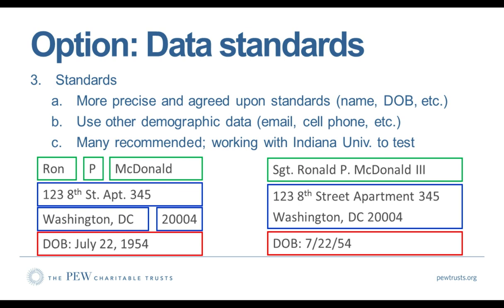So an example here is for Ron P. McDonald. Do you put the name in different fields or in the same field? What about the address? Does that all go in the same field? And do you spell out street or leave it as ST period? And the structure of the date of birth. Some of these variabilities in the standards used could affect patient matching rates that were examined.